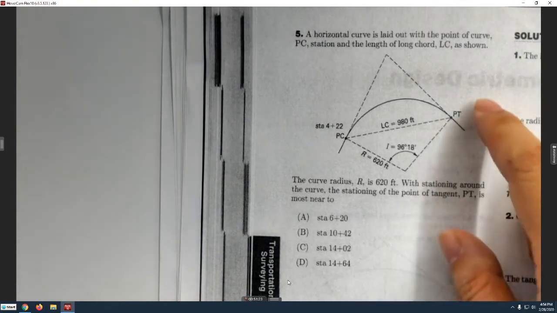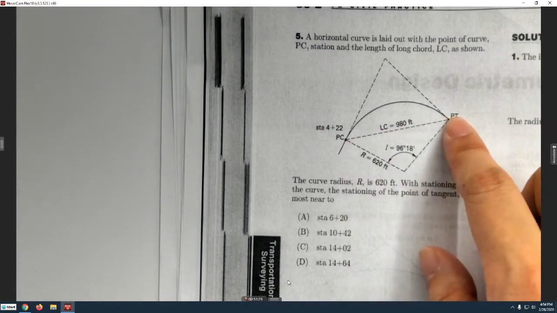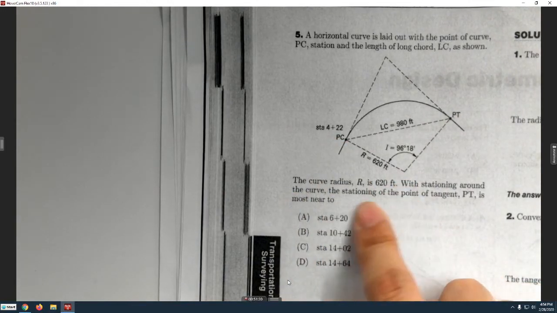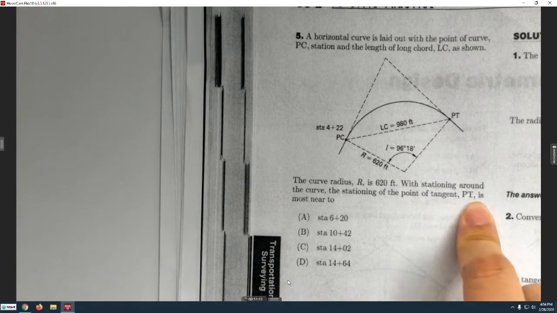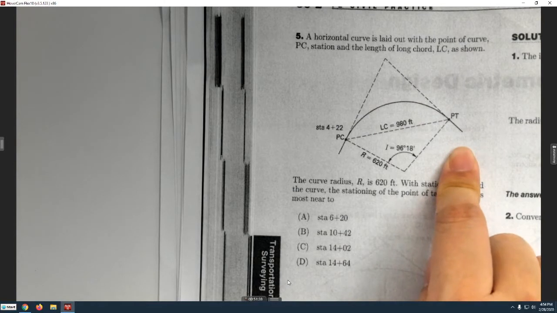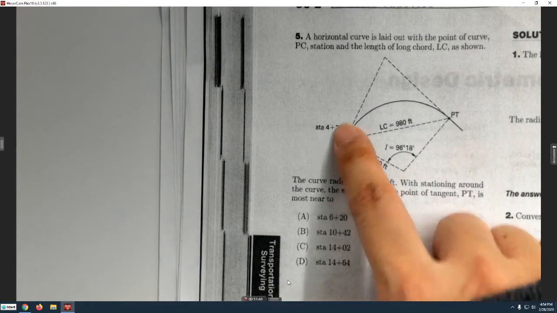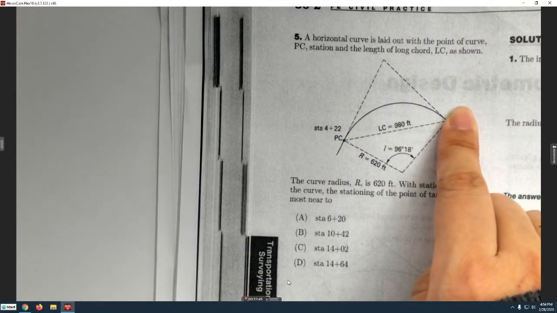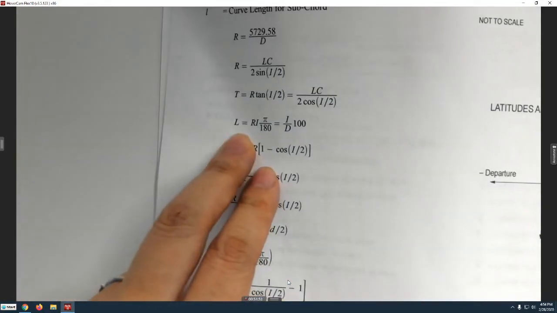This one is another horizontal curve. You have LC, the long chord, and the radius is given. Station of PC is given. You need to know station of PT. So station of PT is station of PC plus L, the curve length. How can you calculate the curve length? It is here. L is the curve length.